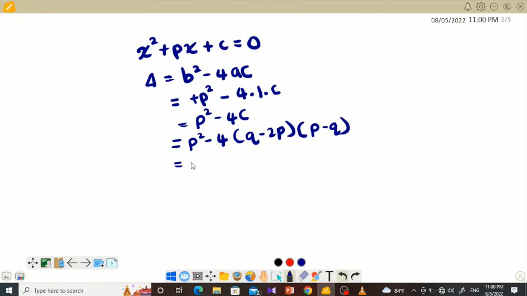Now I expand the two brackets. q into p means pq.